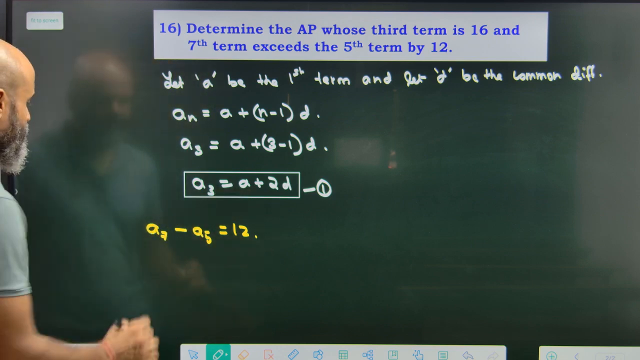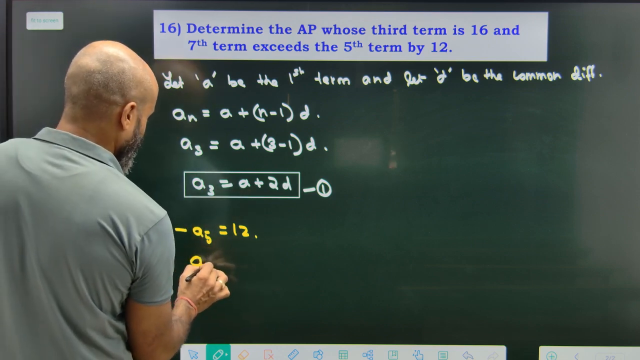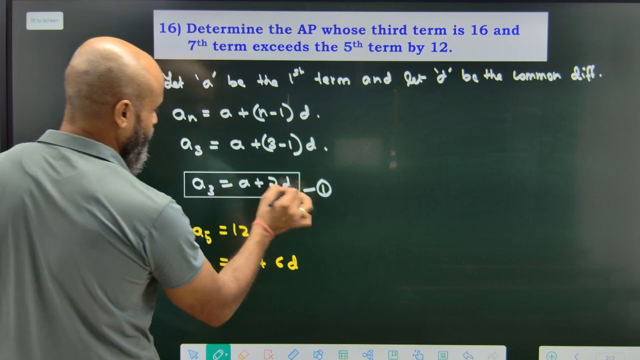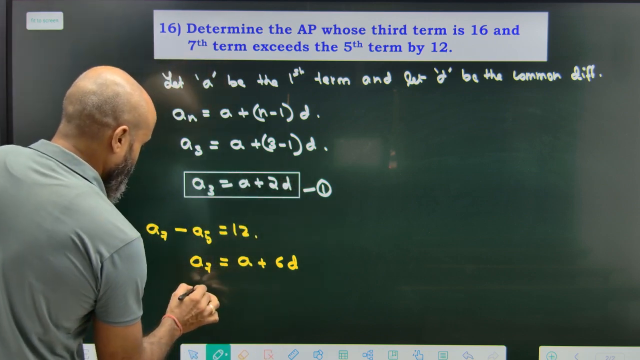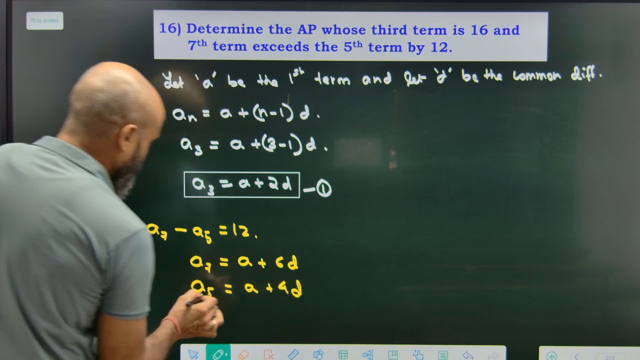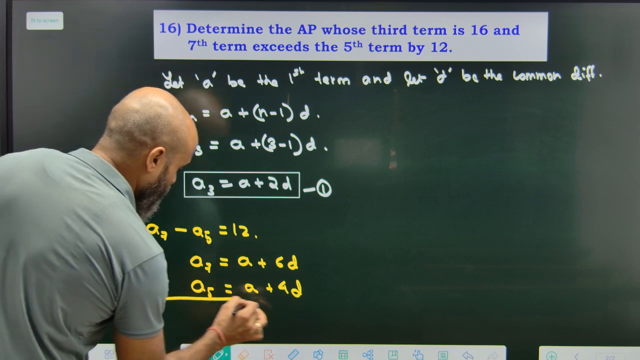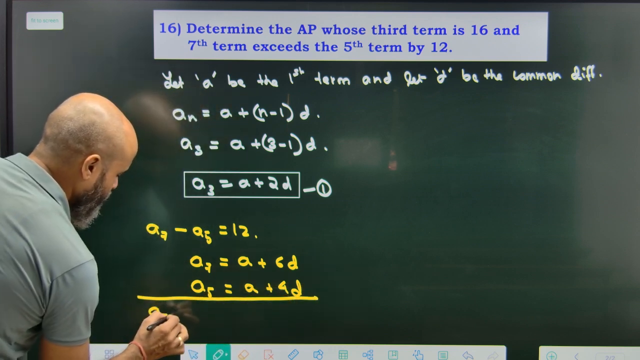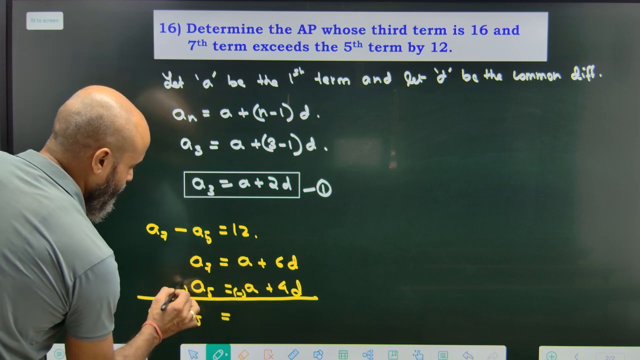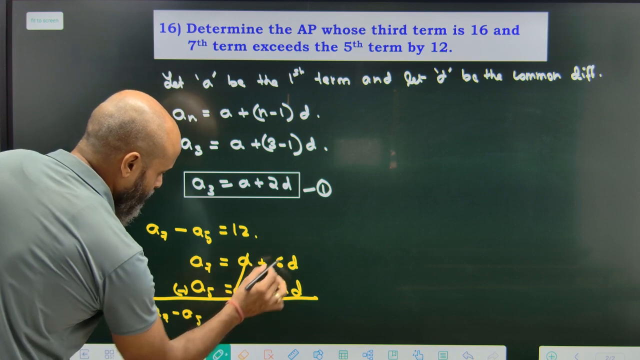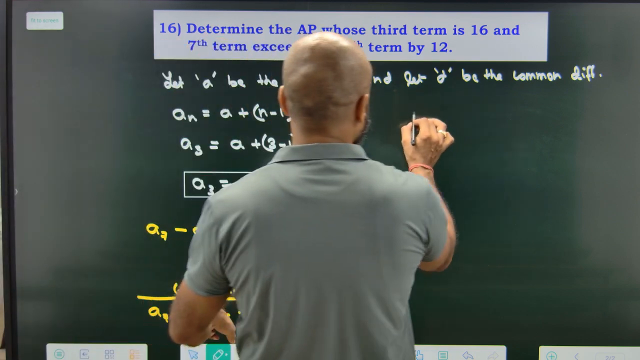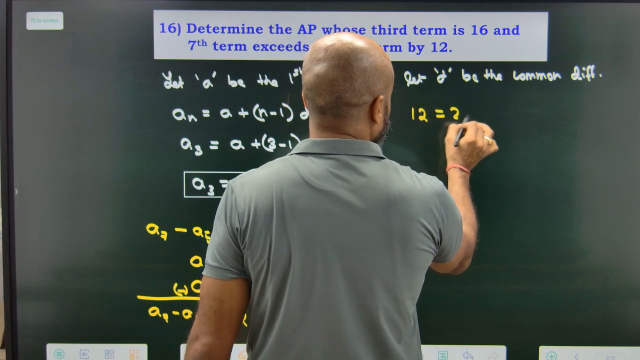So let's look at this. What will be the seventh term? A7 will be equal to obviously a plus 6d, just as we have here a3. Okay. And what will be the fifth term? A plus 4d. If I happen to subtract this, this will be a7 minus a5 is equal to, this minus and minus gets cancelled, 6d minus 4d, that is 2d. What is the value of a7 minus a5? That is 12. 12 is equal to 2d.